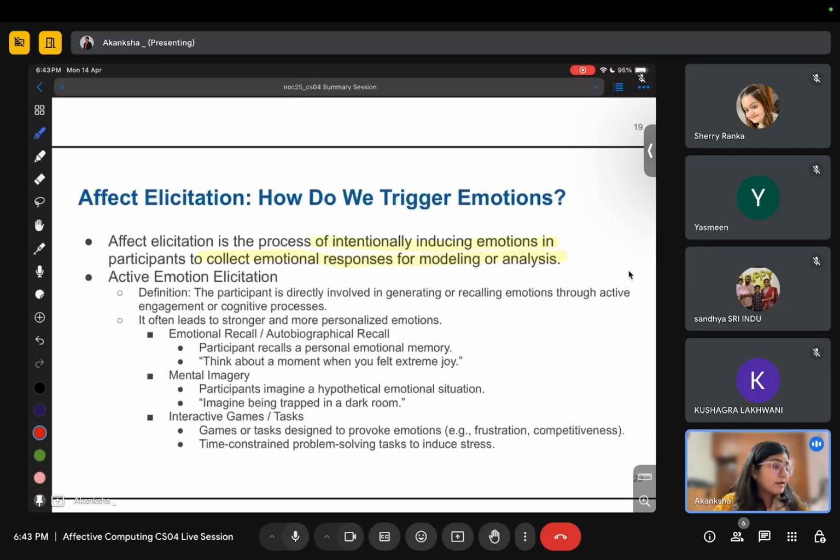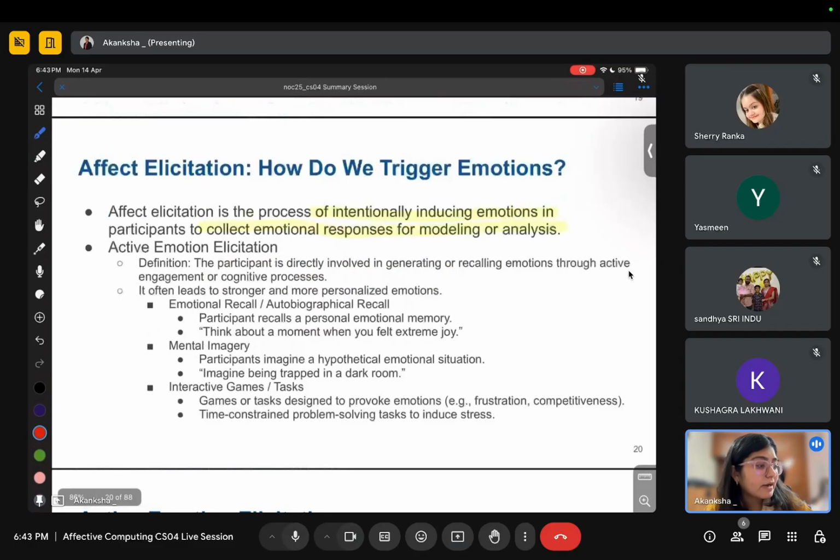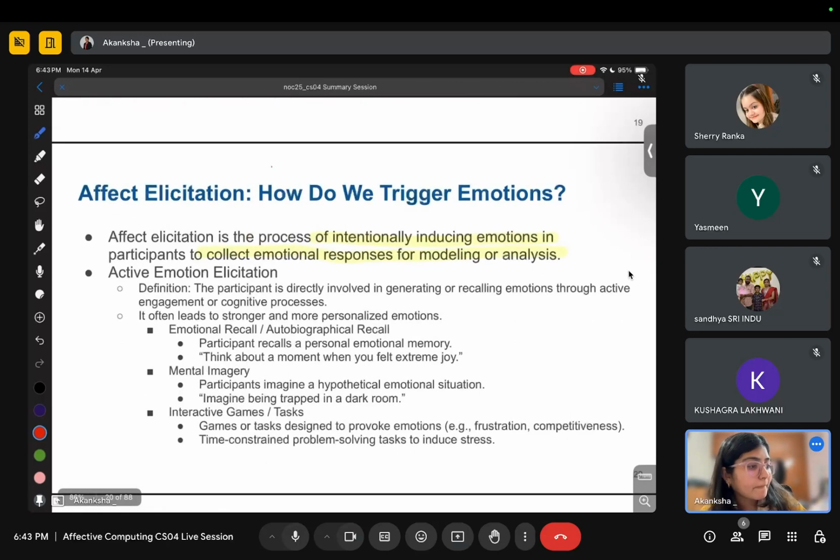So I'll write it down. Basically we have active and passive, two methods. As the name suggests, in active, the participant in the survey, or let's say you ask your friend to mimic an emotion. Let's say you want to create a data set which has different emotions available in that.